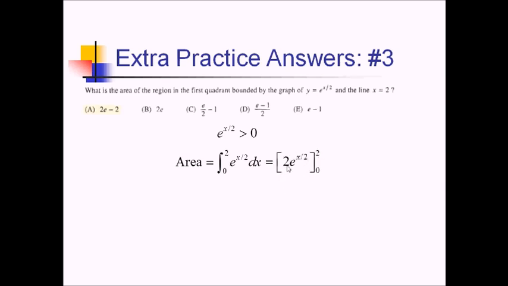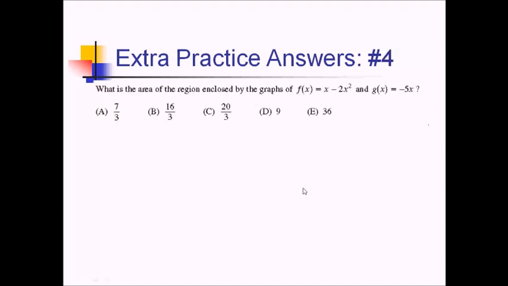So this is 2e to the 2 over 2 minus 2e to the 0 over 2. That's just 2e minus 2 times 1, so 2e minus 2. Do we have an answer choice for that? We do, choice A.